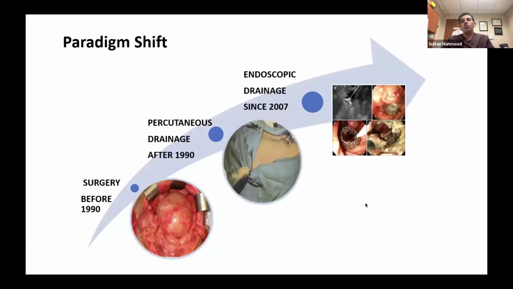The paradigm for management of these collections has definitely evolved over time. Before the 1990s, and I've not seen that era, surgery used to be the mainstay, opening them up with laparotomy and doing surgical debridement. After the 1990s, percutaneous drainage became the mainstay, which required placing drains inside these collections and then exchanging them. Since 2007 and the advent of endoscopic drainage options, we now have a lot of tools available, including the Axios stent that we will talk about, and most of these are managed with endoscopy these days.